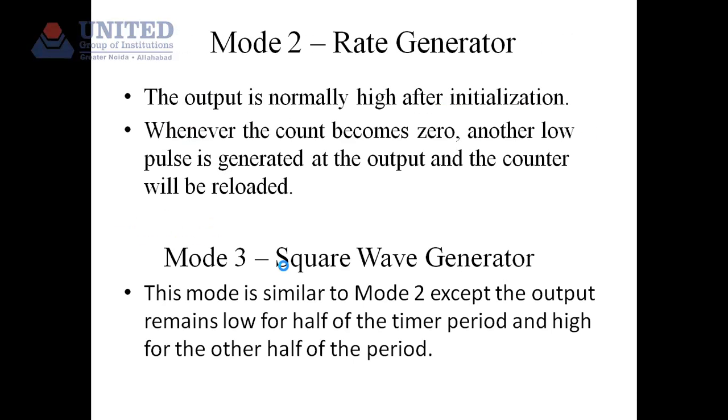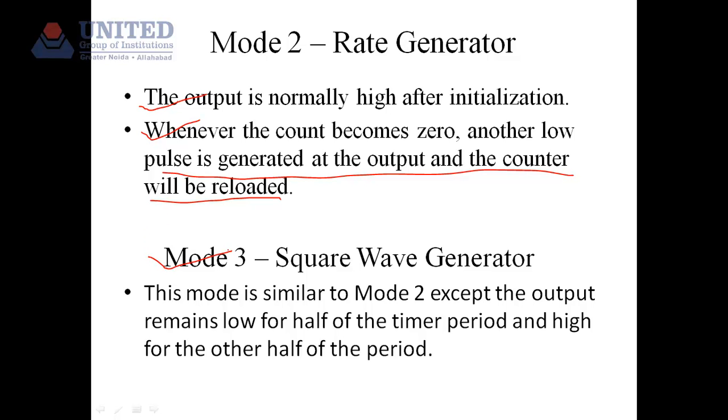Coming on to mode 2, this is also known as a rate generator, where the output is normally high after initialization. As soon as we initialize, in most cases the output is high. And whenever the count becomes 0, another low pulse is generated at the output and the counter will be reloaded. This is the crux over here. Whenever the count value becomes 0, when we have done all the counting, another low pulse is generated and the counter will be reloaded.